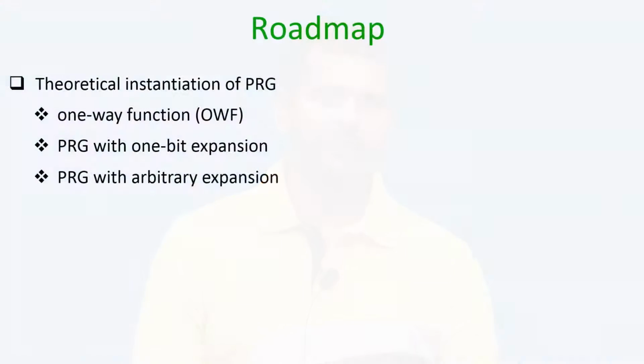The plan for this lecture is as follows. In this lecture we will discuss the theoretical instantiation of pseudo random generators, for which we will introduce the concept of one way function. After introducing the concept of one way function, we will see how to design PRG with one bit expansion, and then we will see how to design PRG with arbitrary expansion.